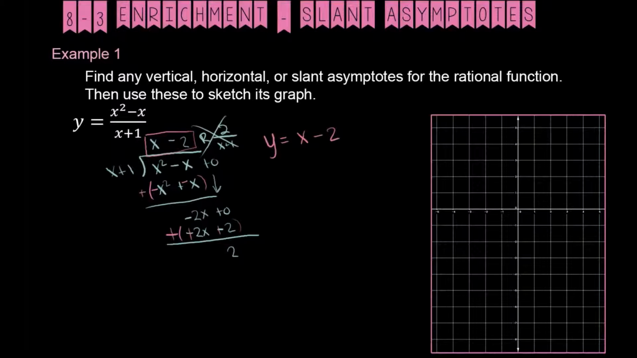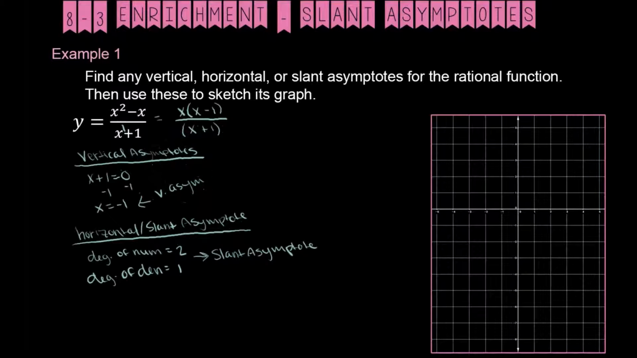Alright, so let's go ahead and add that to what we had. We know our slant asymptote is going to be at the line y equals x minus 2. Alright, so let's go ahead and plot our vertical and our horizontal asymptotes. So we know that we can find our vertical asymptote at x equals negative 1. So right here.